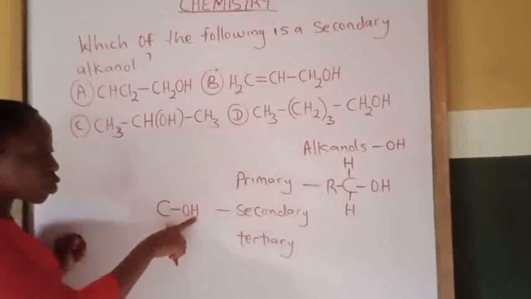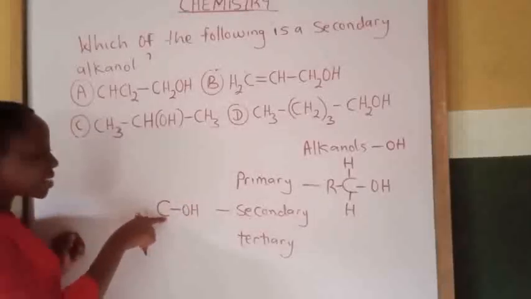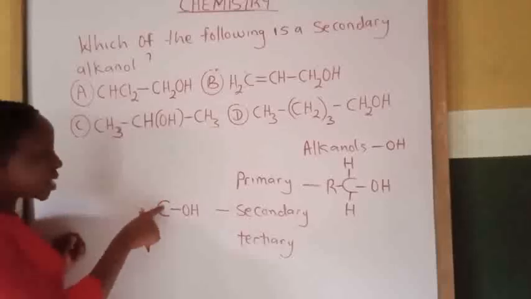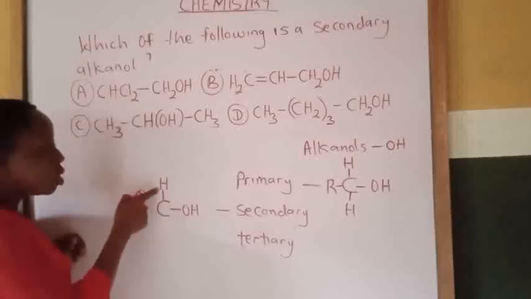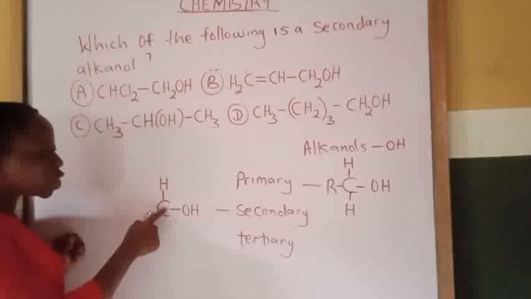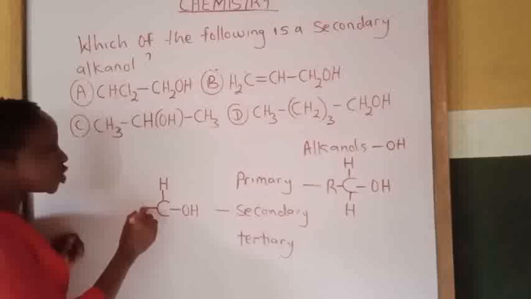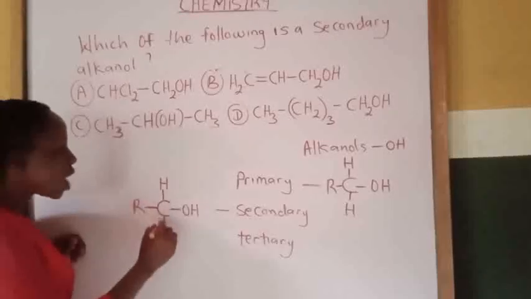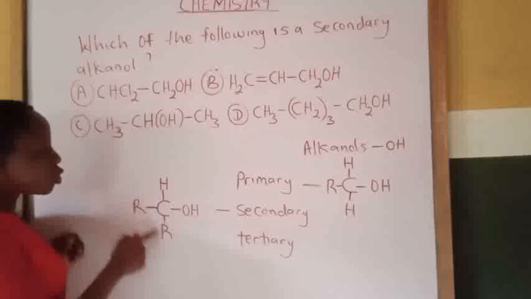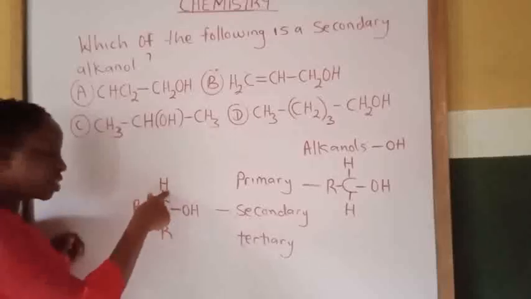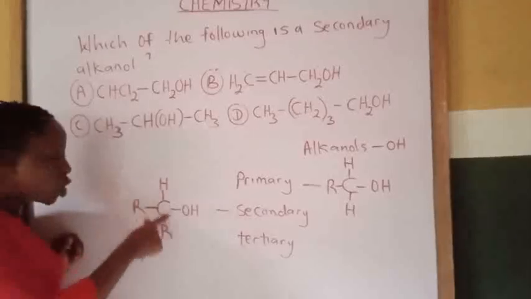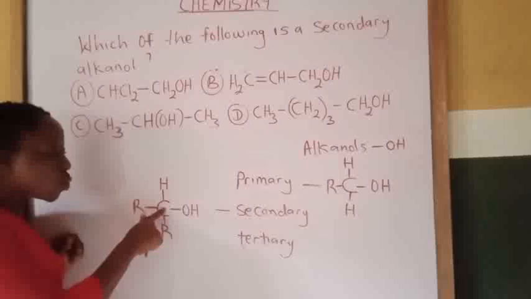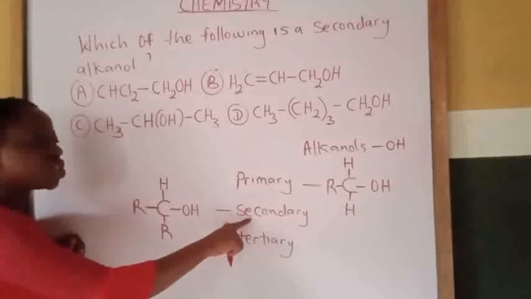So this is your functional group, attached to this carbon atom. When this carbon atom contains only one hydrogen atom, you call it a secondary alkanol. Then you are going to have two alkyl groups with one hydrogen atom. Forget about these two alkyl groups. When you have just one hydrogen atom on the carbon atom where your functional group is attached, you call it a secondary alkanol.